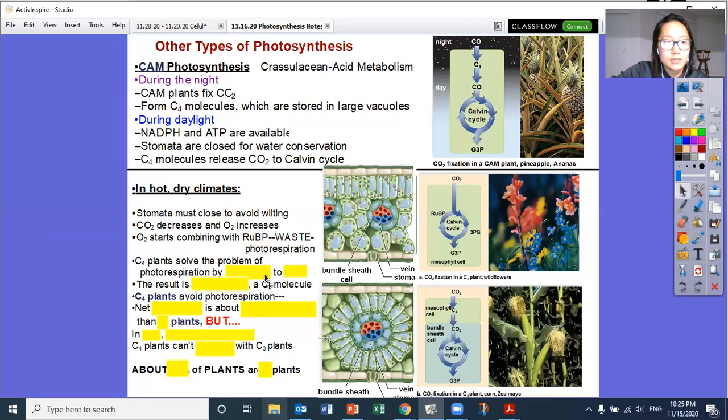The C4 plants solve the problem of photorespiration by fixing the carbon dioxide to PEP, which is a molecule. You don't have to know the super details about the name. The result is an oxaloacetate, a C4 molecule, and the C4 plants avoid photorespiration. Okay, this net productivity is about 2 to 3 times greater than C3 plants, which is our normal plants, right? Because they're normally making that C3, that G3P.